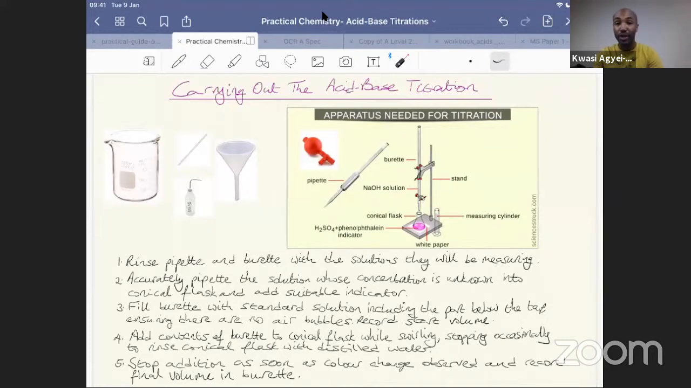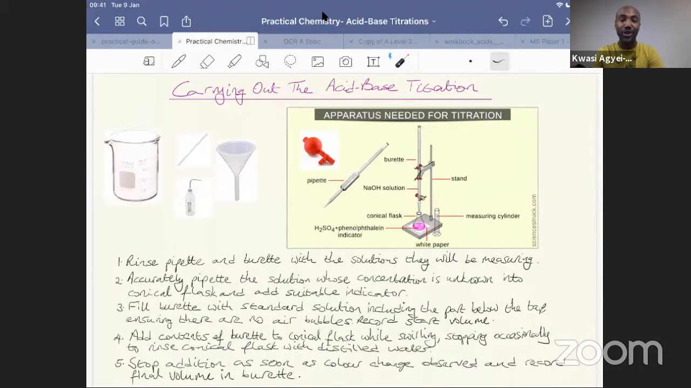Okay, so once you've got your trial run done, you then need to do accurate runs to get concordant results. Okay, so let's say your trial run suggests or uses 27 centimeters cubed of your sodium hydroxide. In your second run, which is your first accurate run, when you reach about 24 centimeters cubed, it then makes sense to actually slow down the rate of addition of your sodium hydroxide.